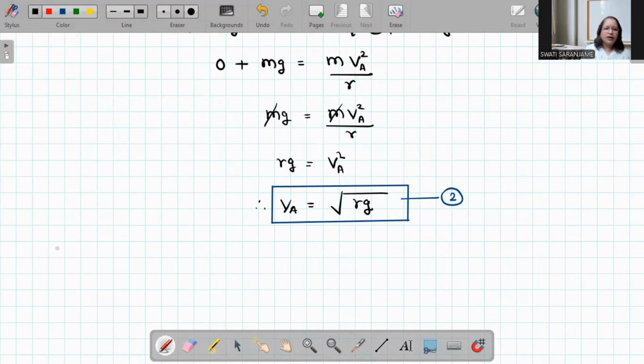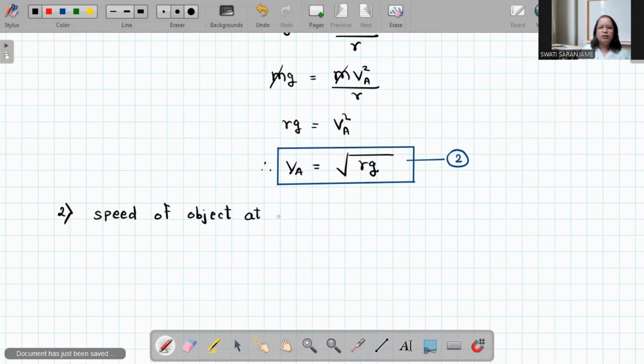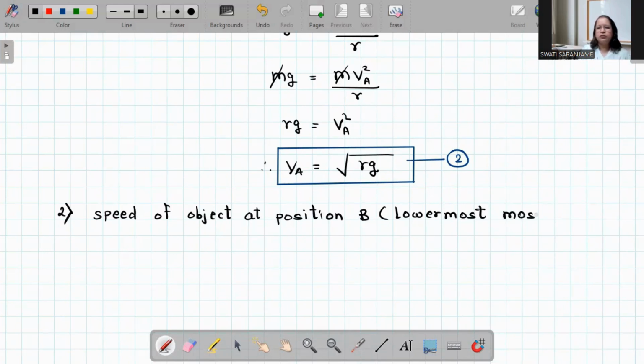Now, the second part of this derivation, you can say, is to find the speed at position B. The speed of the object, which is performing a vertical circular motion, at position B, which is the lowermost position.